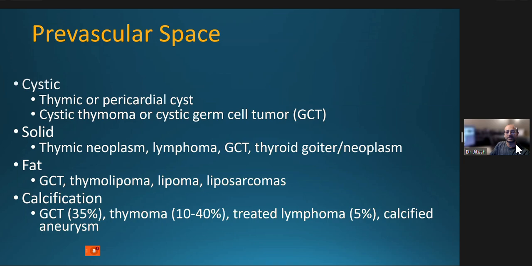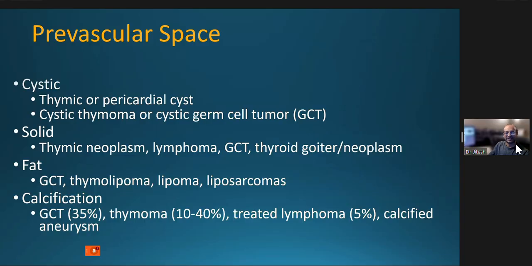Among solid tumors, thymic neoplasm is the big chunk. And then we can also say lymphoma. Primary mediastinal lymphomas are rare, but they can occur. Germ cell tumors, thyroid goiter, and thyroid neoplasm. Then we'll talk about the fat-containing neoplasms, which include germ cell tumor, thymolipoma, lipoma, liposarcoma. Those are the most common, but some other tumors can occur.